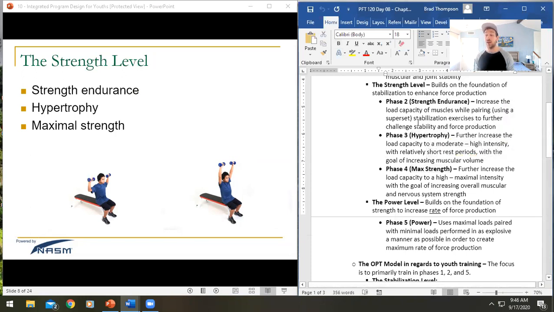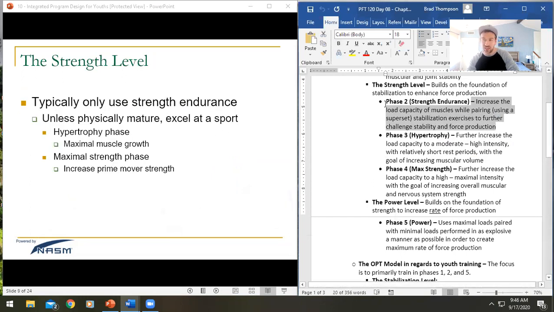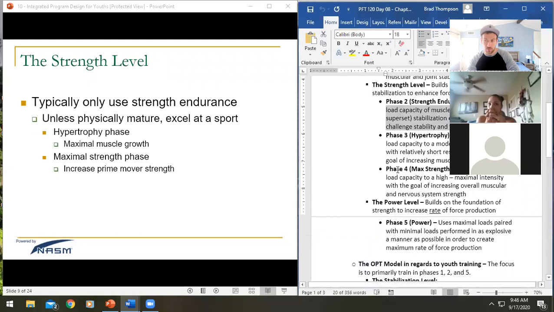Strength endurance is all about increasing the load capacity of your muscles, because that's what strength is in general. So that part of this sentence is not surprising at all, right? The load capability of your muscles. But while pairing it using a superset with a stabilization exercise to further challenge stabilization and force production. That's where we get into the endurance part of strength endurance. It is heavier than stabilization was, but it's still working for a relatively high number of reps. So it is still all about enduring and stabilizing, right?